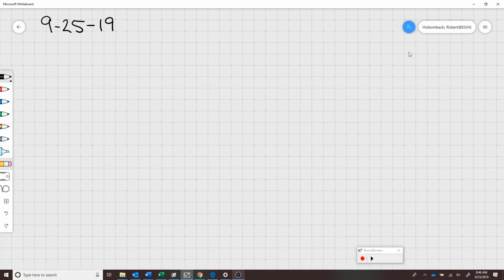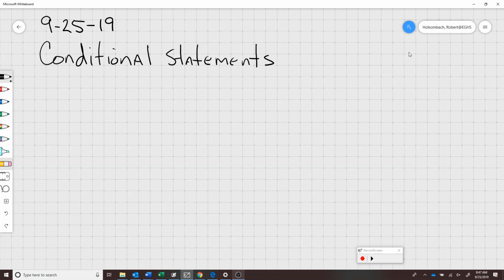Alright, so today we're going to be talking about, mostly we're going to be talking about conditional statements. And before that, we need to define a couple of terms, and then we'll get to the conditional statements.